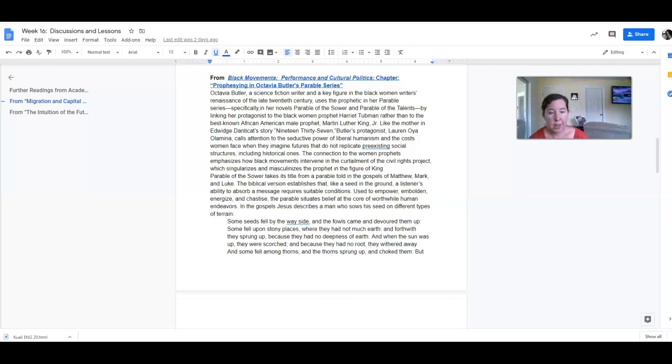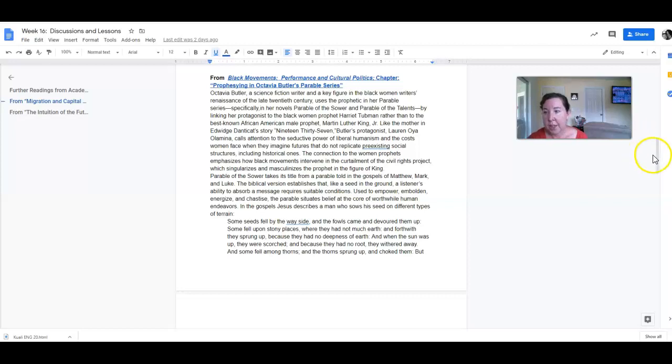But then after that, the author does talk more about, like I mentioned, the Parable of the Sower. And actually, the Parable of the Sower is told in the Gospels of Matthew, Mark, and Luke. And the biblical version establishes that, like a seed in the ground, a listener's ability to absorb a message requires suitable conditions. Used to empower, embolden, energize, and chastise, the parable situates belief at the core of worthwhile human endeavors. In the Gospels, Jesus describes a man who sows his seed on different types of terrain.